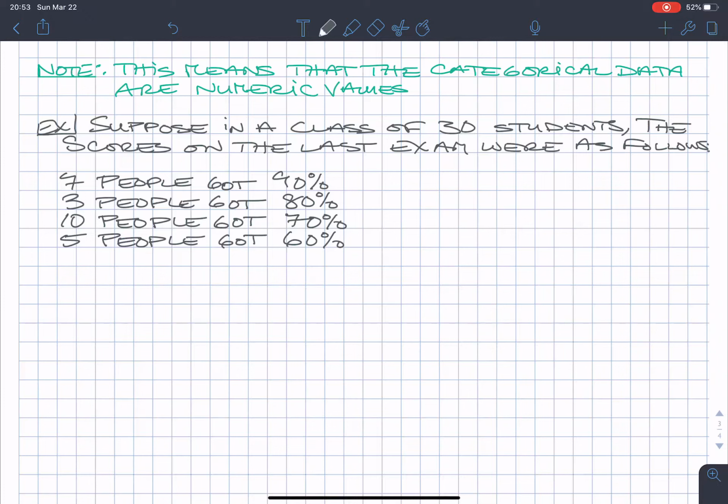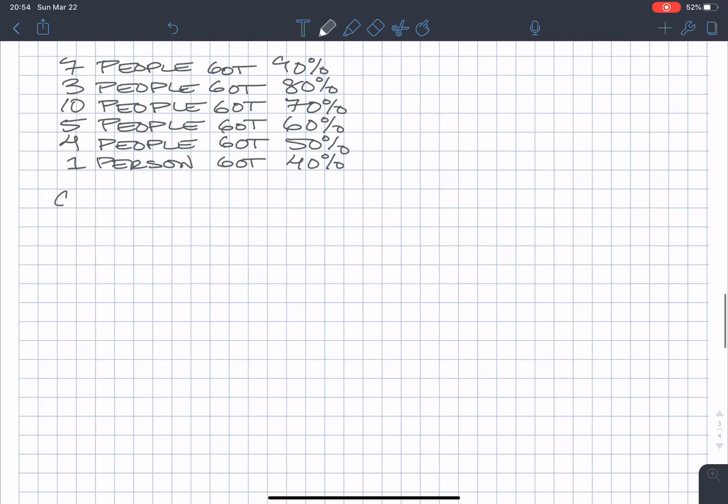Let's see, how many people is that so far? 10, 25, okay. Let's do 4 people got 50%. And 1 person got 40%. Okay, so create a histogram to illustrate this.